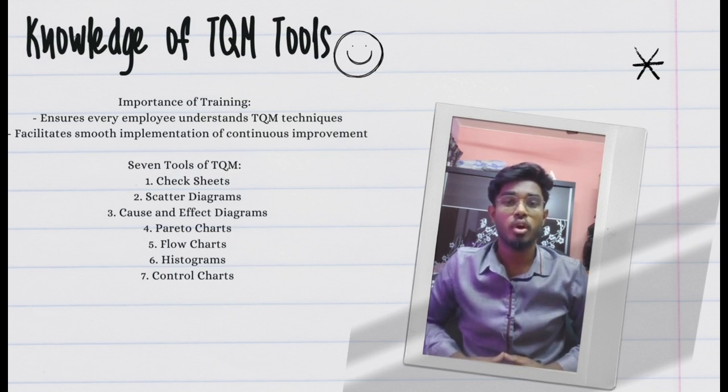The 7 tools of TQM are check sheets, scatter diagram, cause and effect diagrams, Pareto charts, flow charts, histograms, and control charts.